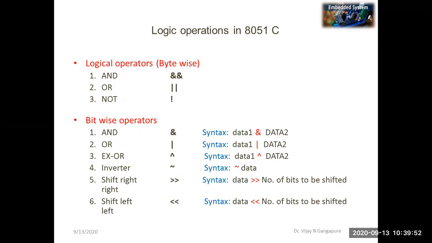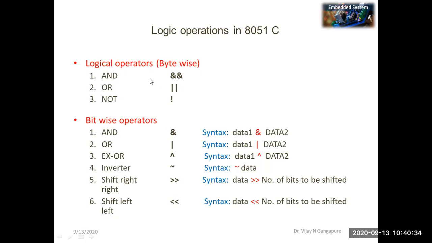There are two categories of logical operators available in the C programming language to perform logic operations. The first category is byte-wise logical operators, because these operators operate on whole bytes. For example, for AND operation, double ampersand is the logical operator available in C. This operator can be used to operate on two operands, that is data 1 and data 2. This operator operates on whole bytes of data, that is the meaning.